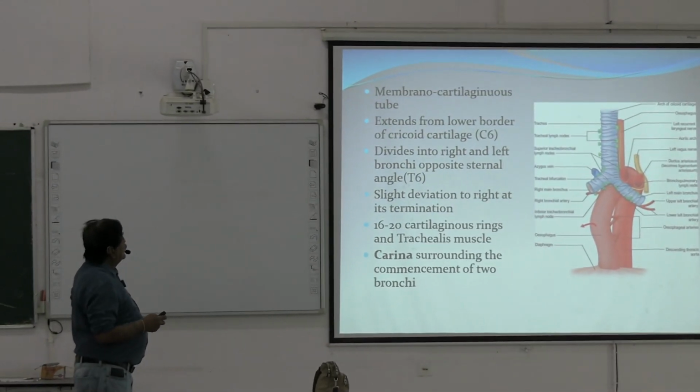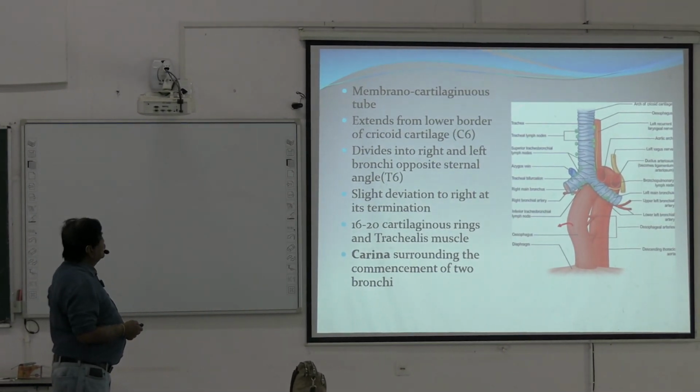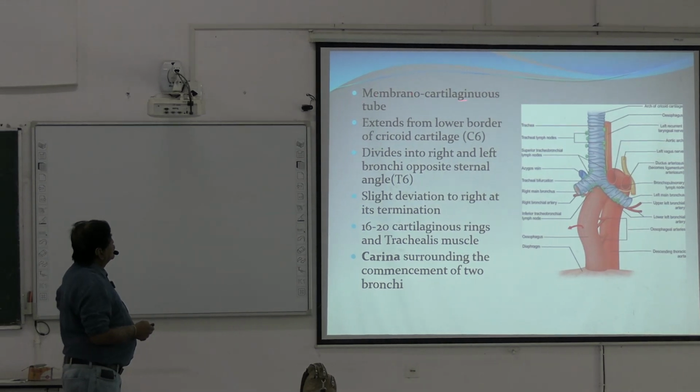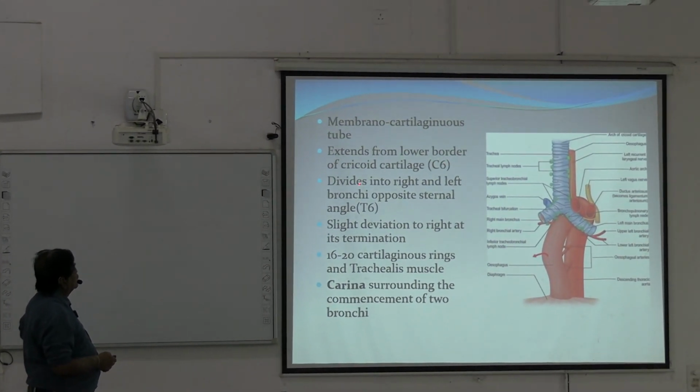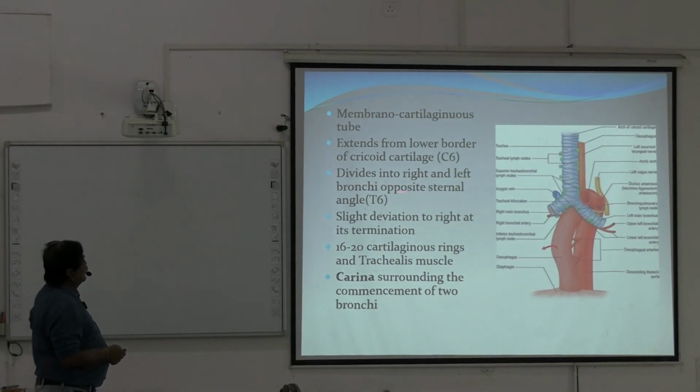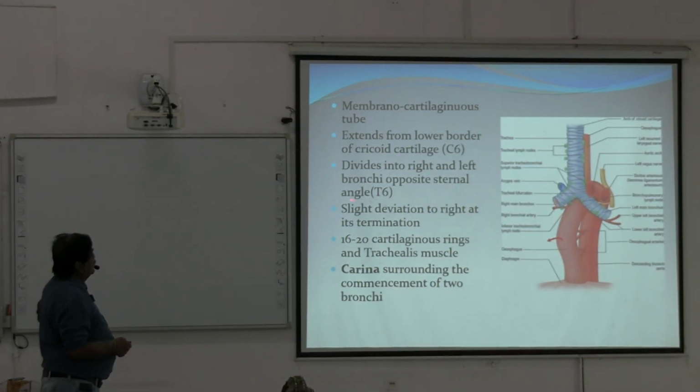Now, this is the trachea's description. Membranocartilaginous tube extends from the lower border of cricoid cartilage, C6, divides into right and left bronchi opposite the sternal angle, T6, and slight deviation to the right is its termination. 16 to 20 cartilaginous rings and trachealis muscle. Carina surrounds the commencement of the two bronchi.